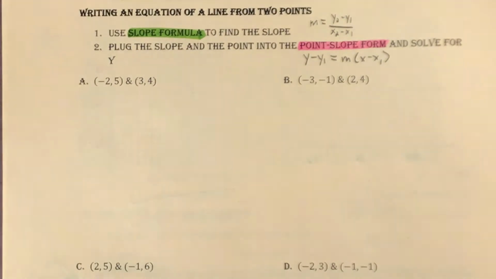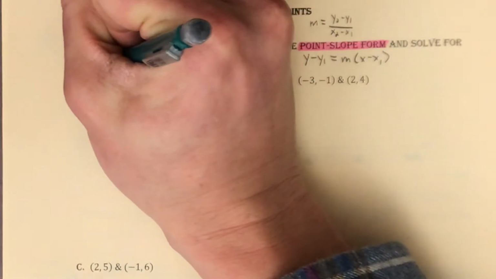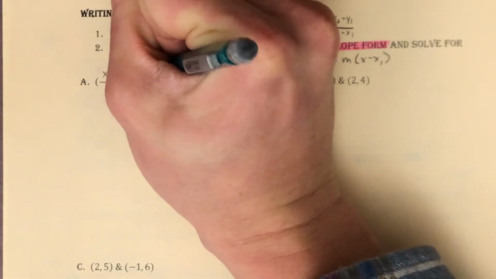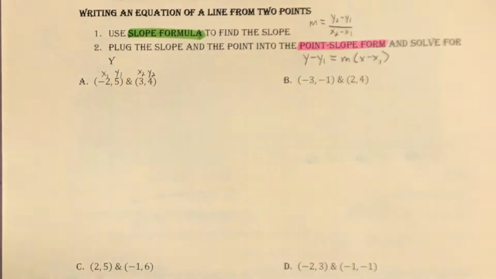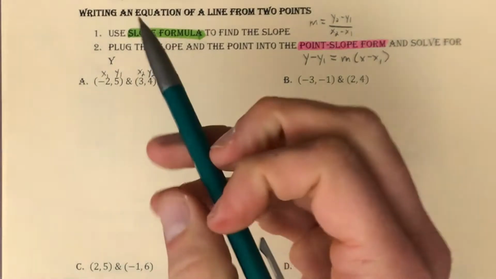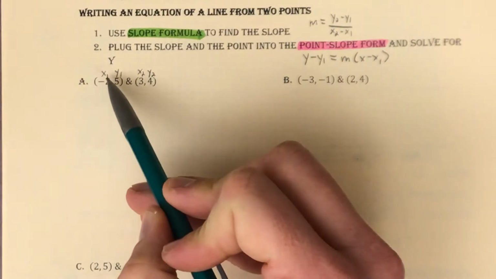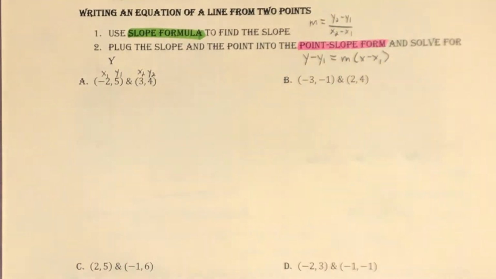All right, so let's take a look at some examples then. So example A, they said we've got a line and it goes through the points -2, 5, and 3, 4. So the first thing I want to do, because I know I need to find the slope, is use the slope formula. So I'm going to label my points. My first one I'm going to call x1 and y1. My second one I'm going to call x2 and y2. And again, it doesn't matter which one you do. You just need to make sure your x's are x's and your y's are y's, and also that the 1's are together and the 2's are together.